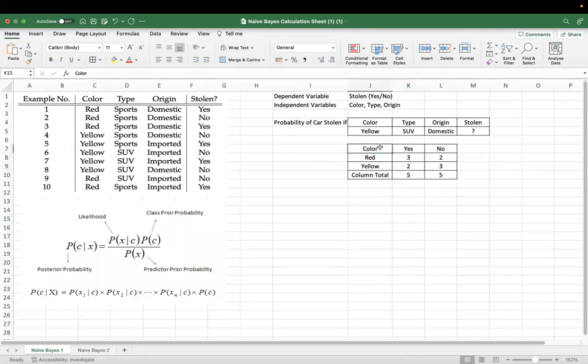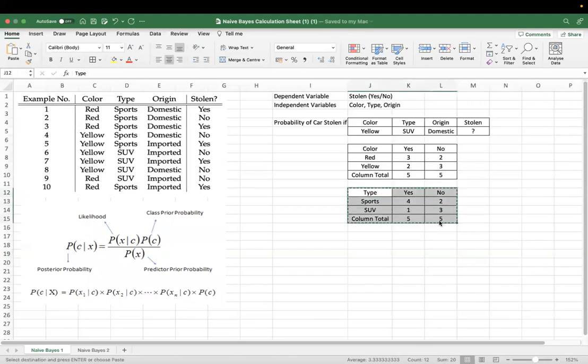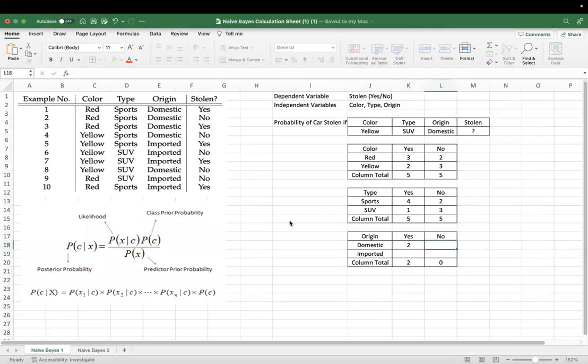Similarly, we also have to create the tables for the other two variables. What are the vehicles that are stolen? SUV and yes is 1, and SUV and no is 3. Sports and yes is 4, sports and no is 2. Now we have to do a similar table for origin. Domestic and yes is 2, domestic and no is 3. Imported and yes is 3, imported and no is 2.